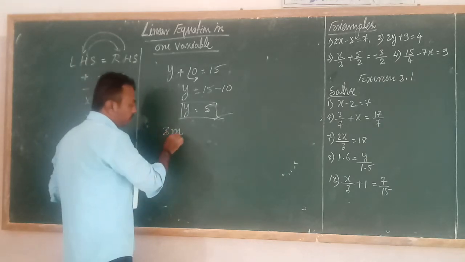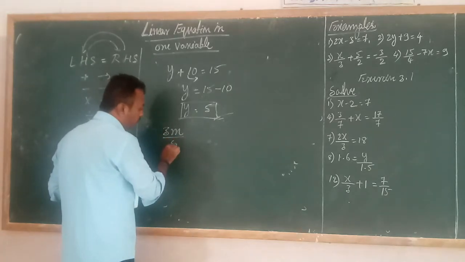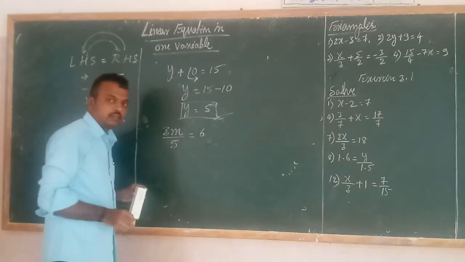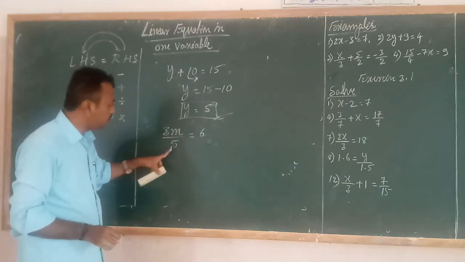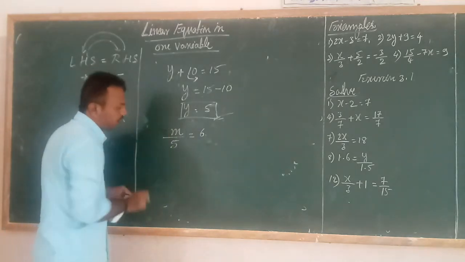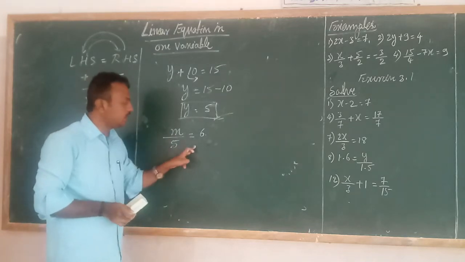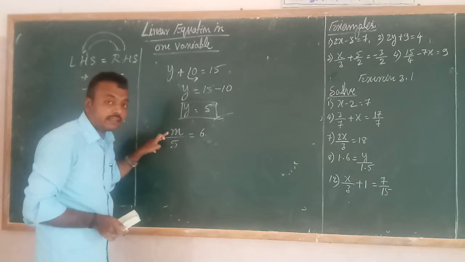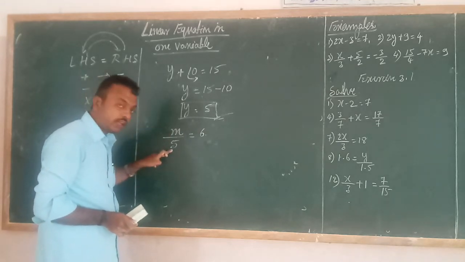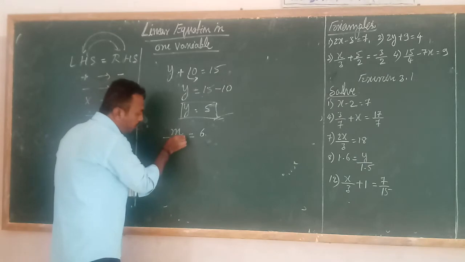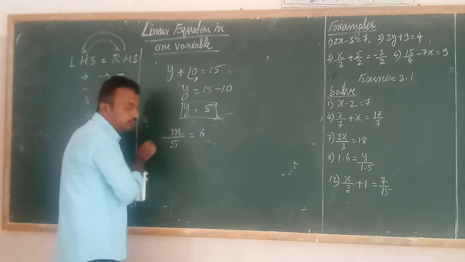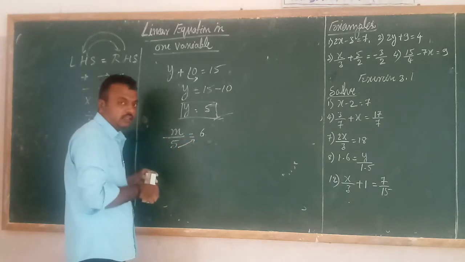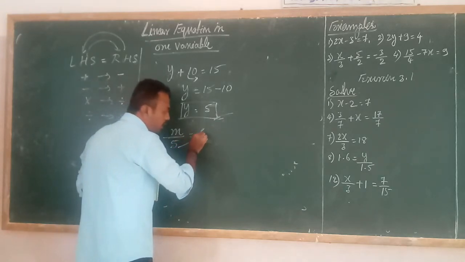3m divided by 5 is equal to 6. Okay students, 3m by 5, I will take m by 5 first. m by 5 is equal to 6. Here I want to calculate the m value. Between m and 5, which sign is there? This is the division sign. So I will send 5 to the RHS side. Here the RHS side is 6.